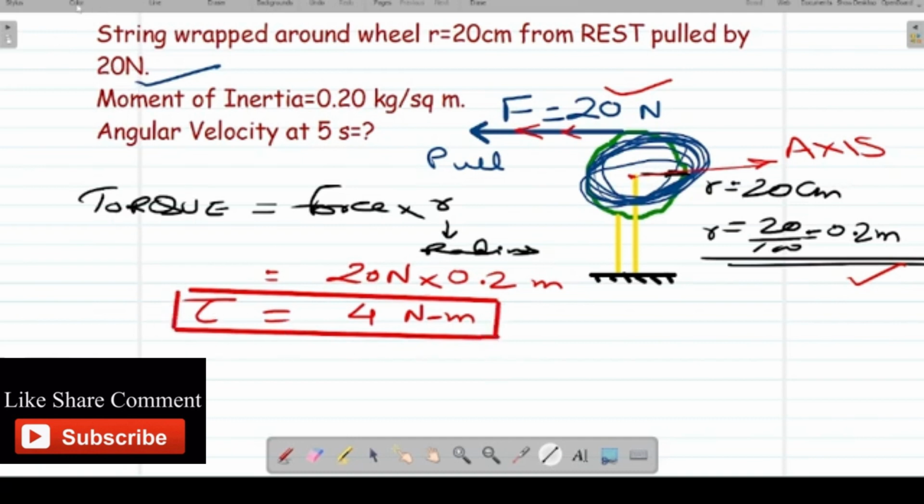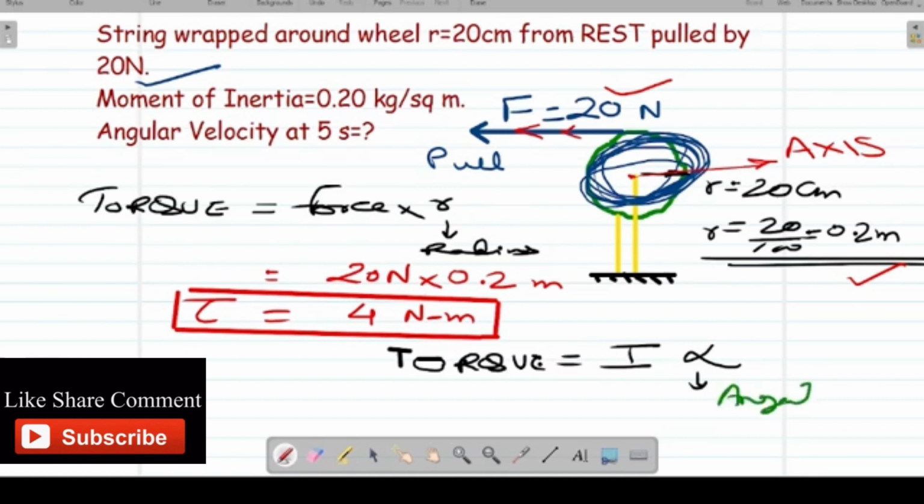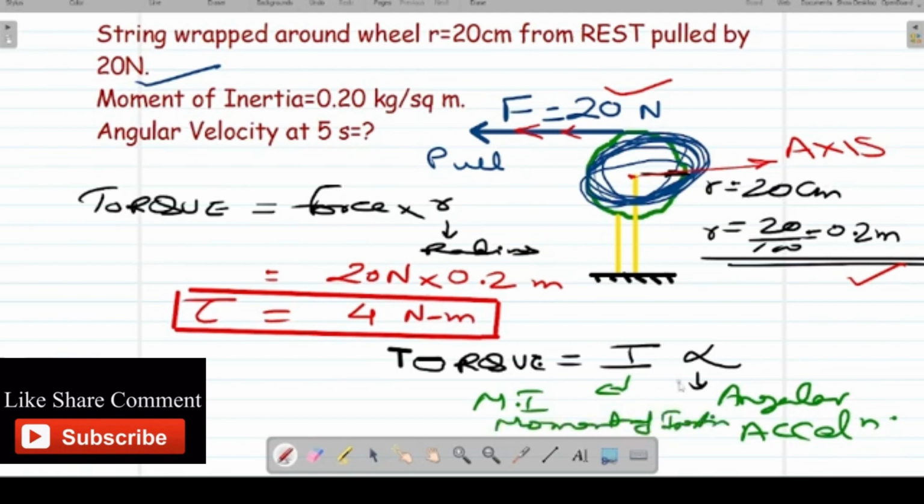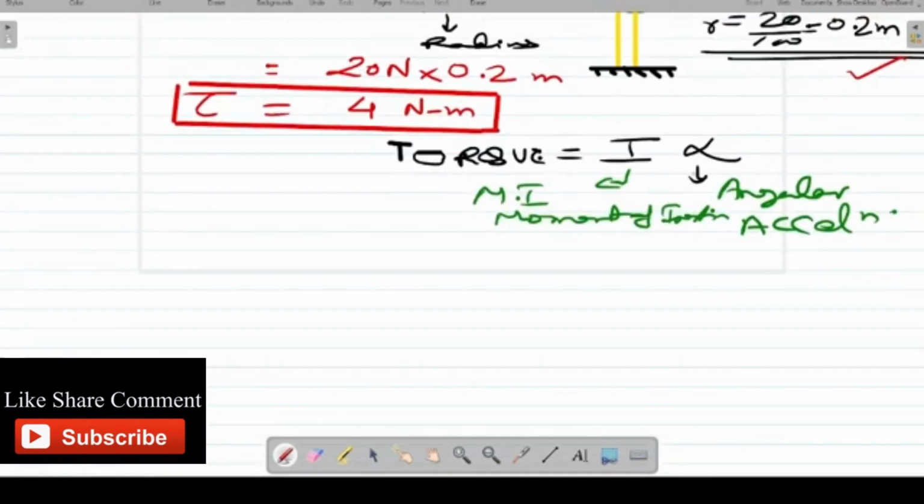Now what will we find? We also know that the generated torque is equal to I alpha. Alpha is the angular acceleration, and I is the moment of inertia. So we'll use the formula here. We have calculated the torque, so what will be the alpha? We'll get it from here. How will we do it? Let us see, putting the values.